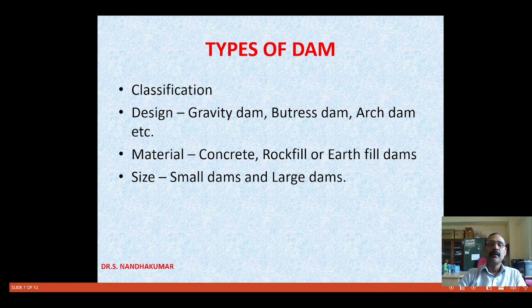Coming to the material, in modern days we are generally using concrete, rock fill and earth fill dams. So what are the materials available, and what are we using to construct the dam? These things come under the category of materials of construction. Coming to the size, the dam may be big or small.